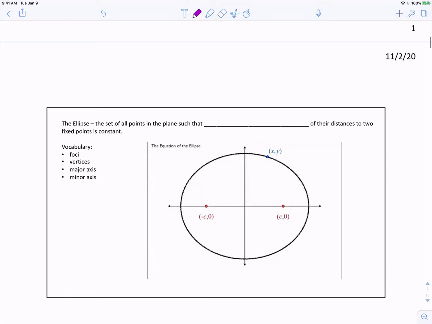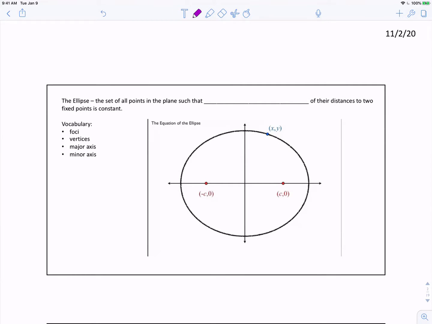So the ellipse is a set of all points in the plane such that the sum of their distances to two fixed points is constant. These two fixed points in the plane are called foci. What's true about every point on this curve is that if we measure the distance to the first focus and the second focus, and add those two distances together, it's the constant, the same for any point on the ellipse.